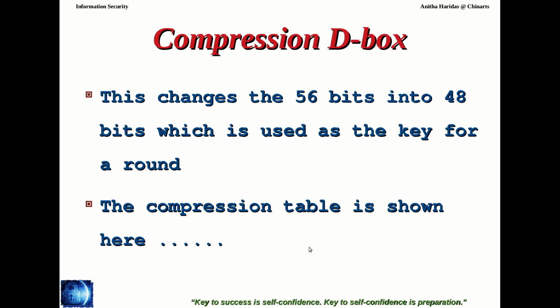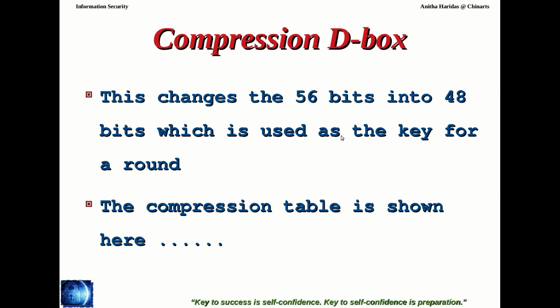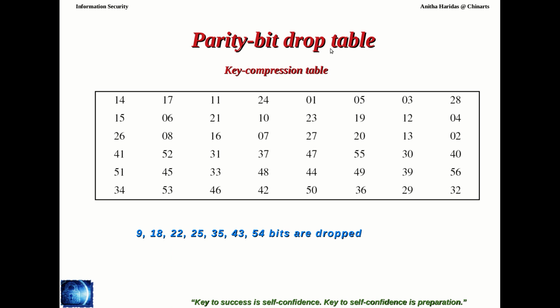Okay. Now once the 56 bit part is generated after the shift, it goes into the compression P box, or you call it the compression D box. This compression D box changes the 56 bits into 48 bits, which is used as the key for each round. Now the compression table is shown here. This is the compression table. So using this compression table, this is not a parity bit drop table, this is the key compression table. Please make a note of it. This is not the parity bit drop table, this is the key compression table. By mistake, this particular heading has come in.